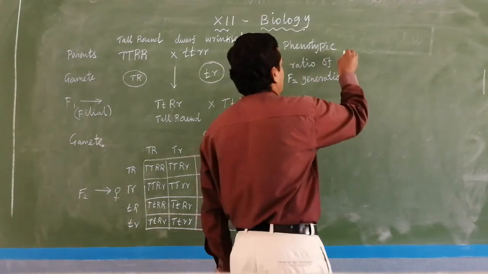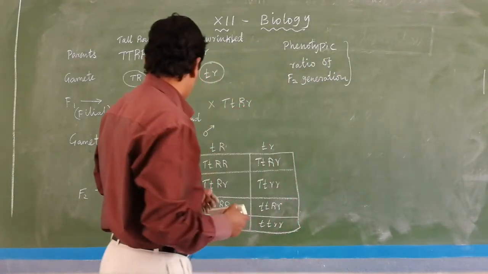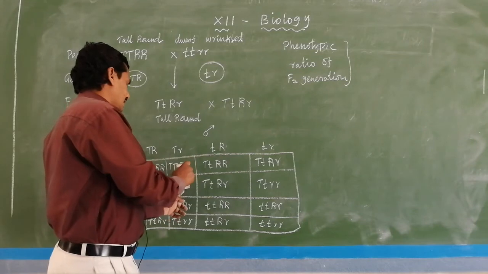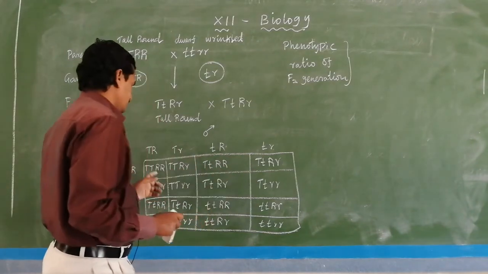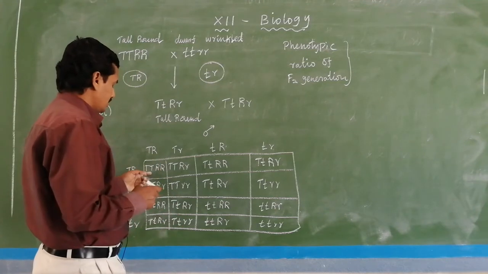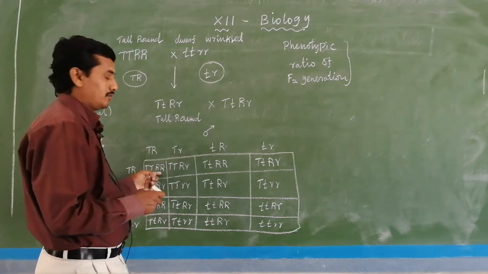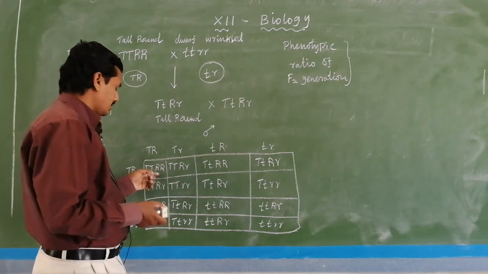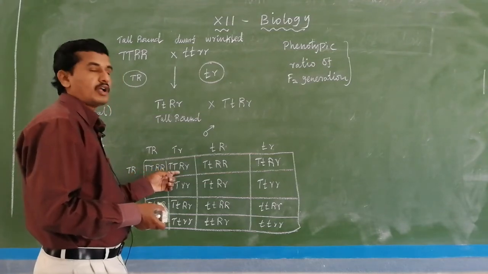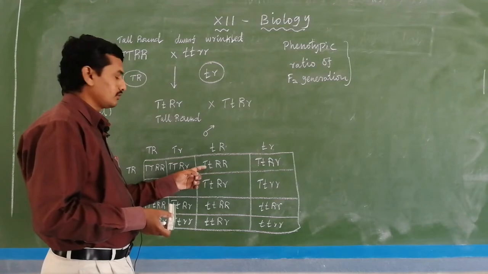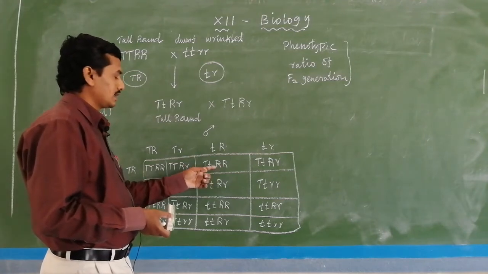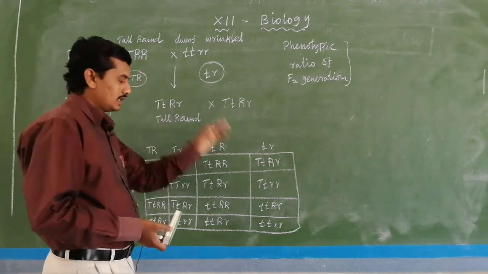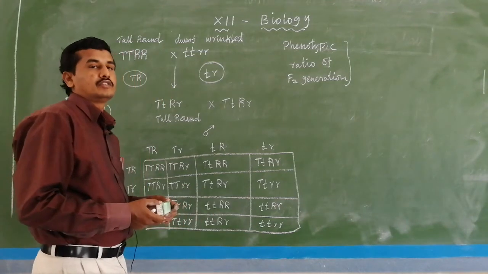F2 generation means what? Normally, how many phenotypes are present? Start from here. Okay, like L-shaped we move. We generally know the characters. So first character, what is this? This is tall and round. Genetically it may be different from the second one, but morphologically this plant is also tall round. This plant also tall round, because one capital letter is expressed, so the plant is said to be dominant. When both the letters are small, it expresses the recessive character.